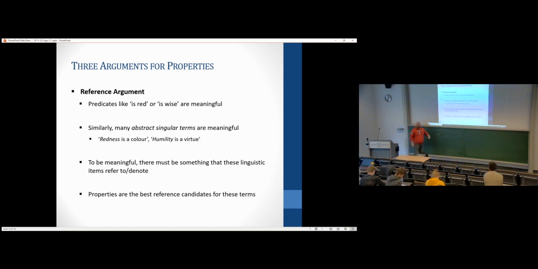Now here's the contentious premise. To be meaningful, there must be something that these linguistic items refer to or denote. In order for is red to be meaningful, it must denote something. In order for redness to be meaningful, it must denote something.